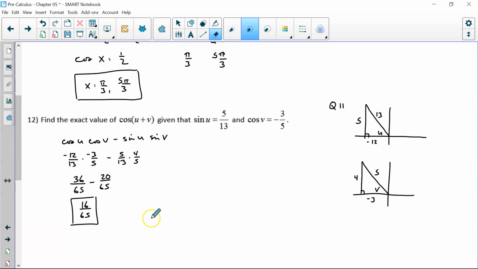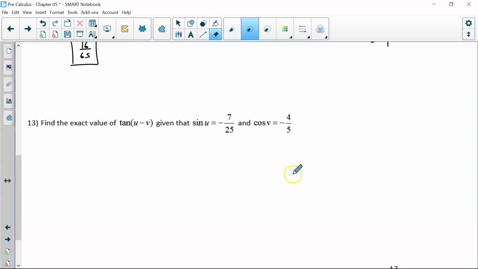And let's do the same thing for problem number 13. Sine is negative, cosine is negative. The only place where that happens is in quadrant 3. Here's u. Here's v.